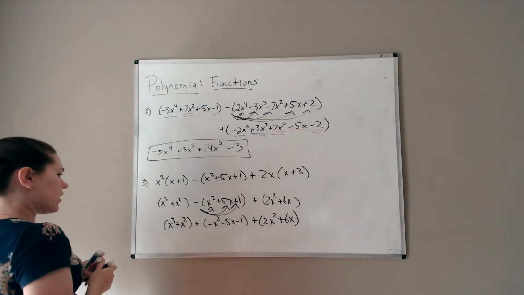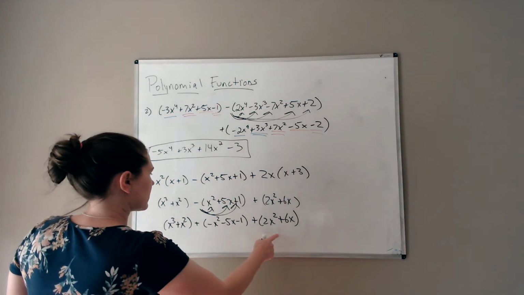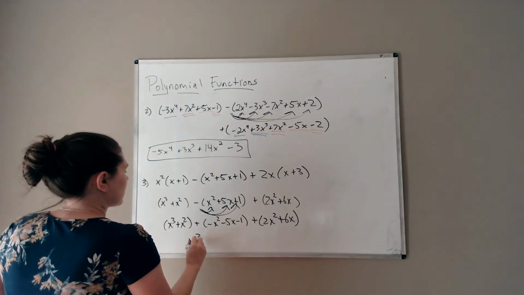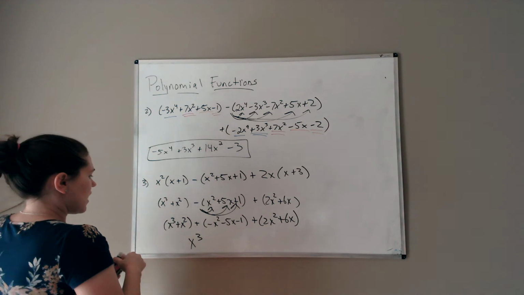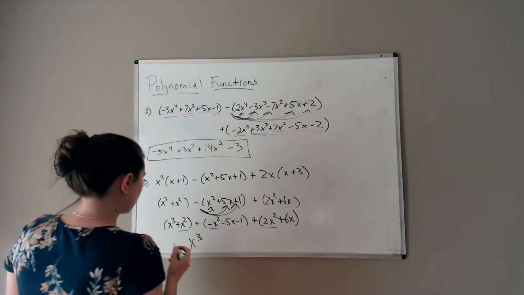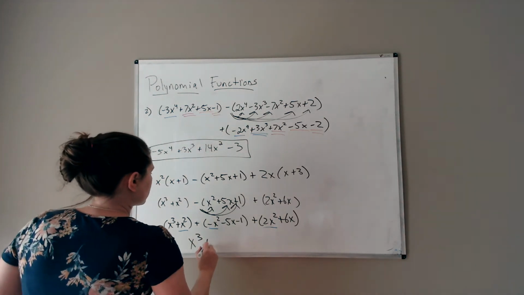Okay, so I'll go in standard form order. I want to look for the largest first, which is going to be x to the 3rd. I've got an x to the 3rd with nothing else, so that's just going to be x to the 3rd. I've got an x squared, I've got a minus x squared, I've got a 2x squared. So that's just going to give me positive 2x squared.